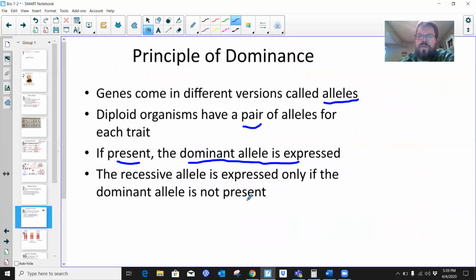And then the recessive allele is expressed only if the dominant allele is not present. So in other words, what do you need? You need two copies of the recessive allele in order for that recessive form of the trait to be expressed.